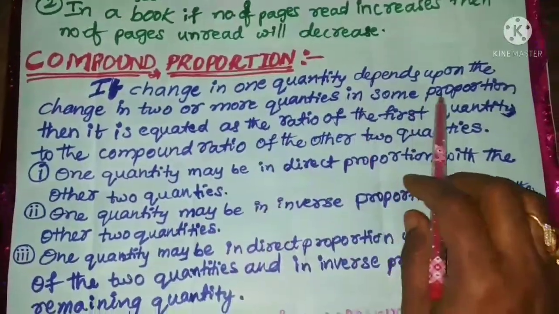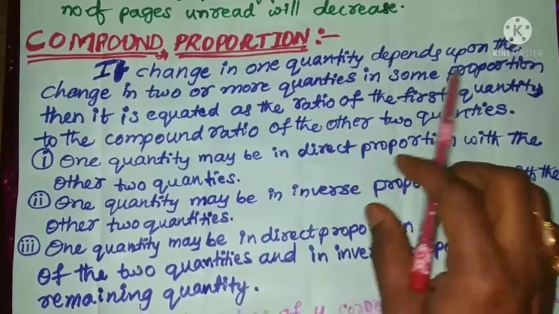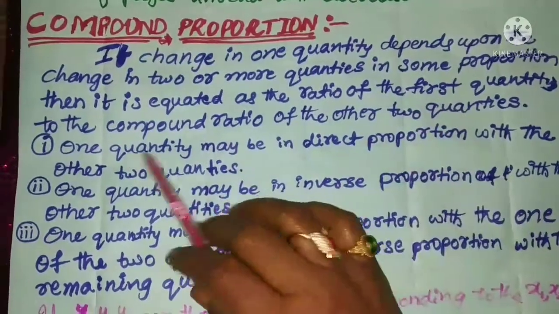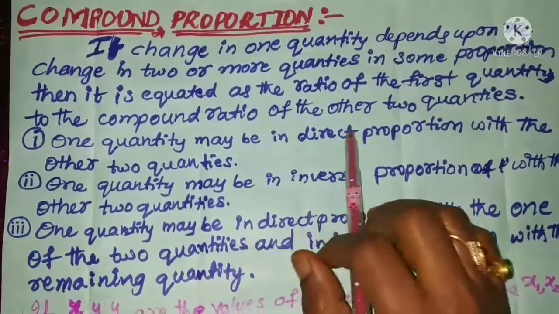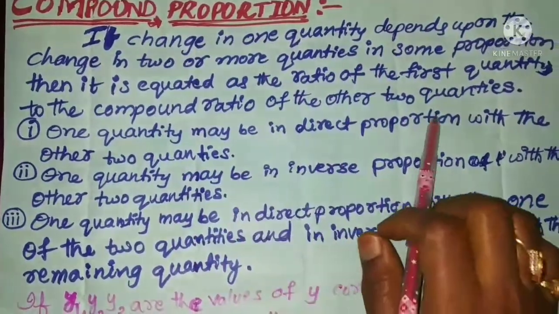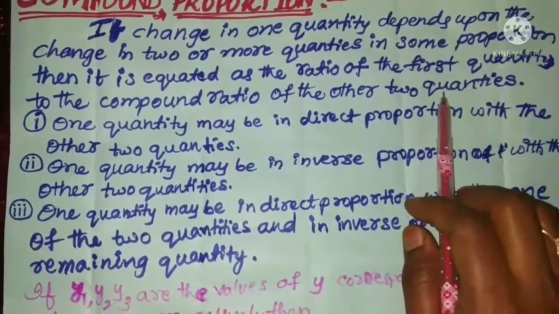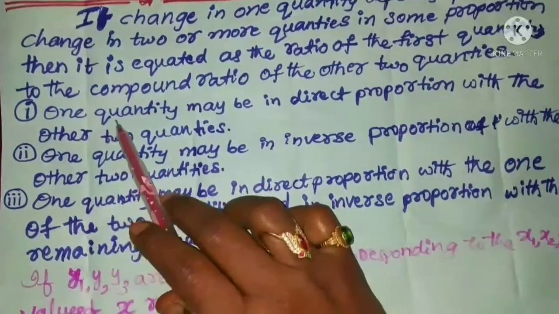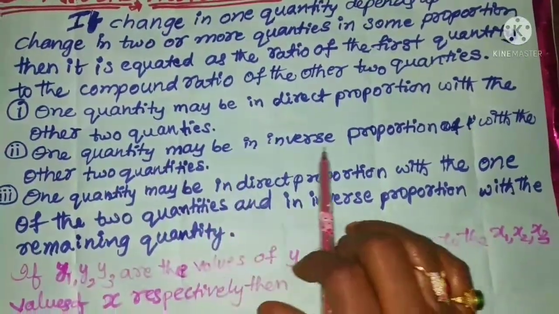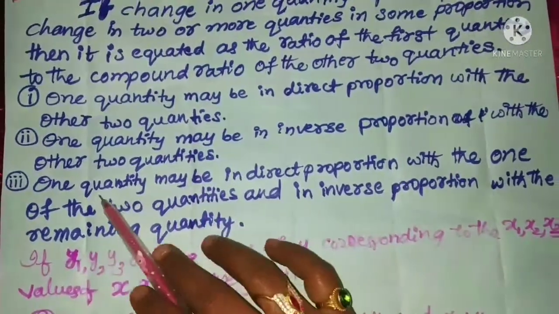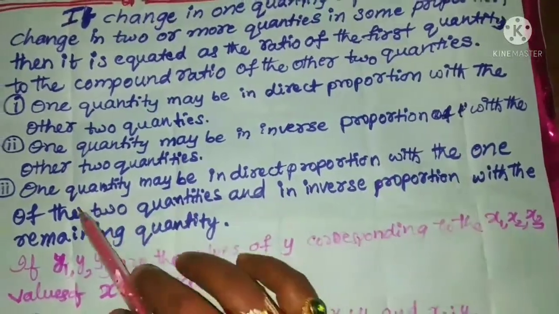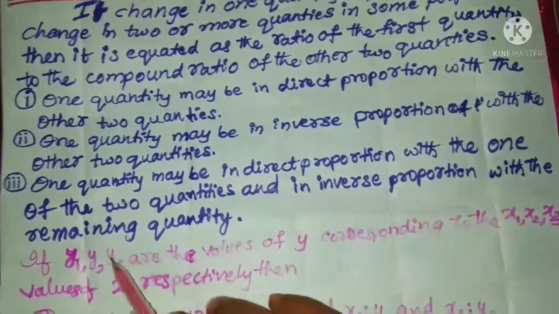If change in one quantity depends upon the change in 2 or more quantities in some proportion, then it is equated as the ratio of the first quantity to the compound ratio of the other quantities. When one quantity depends on 2 or more, we have to consider their compound ratio. It is of three types again. One quantity may be in direct proportion with the other two quantities, or in inverse proportion with the other two, or in direct proportion with one of the two and in inverse proportion with the remaining quantity.